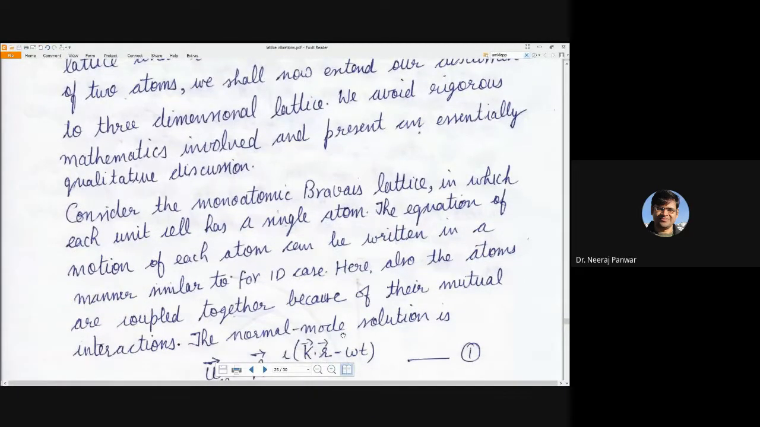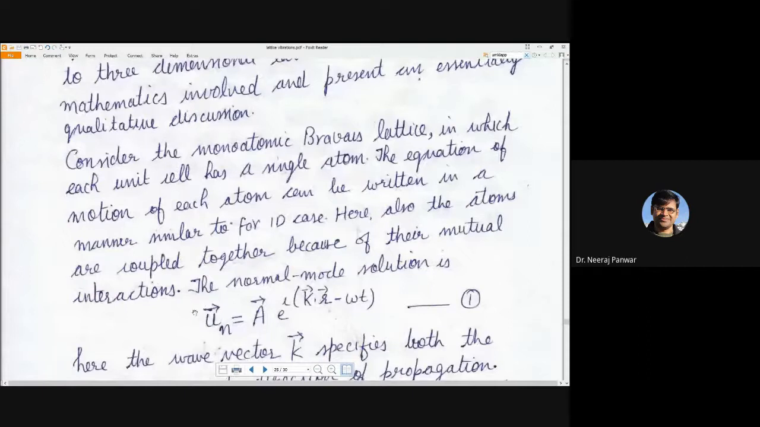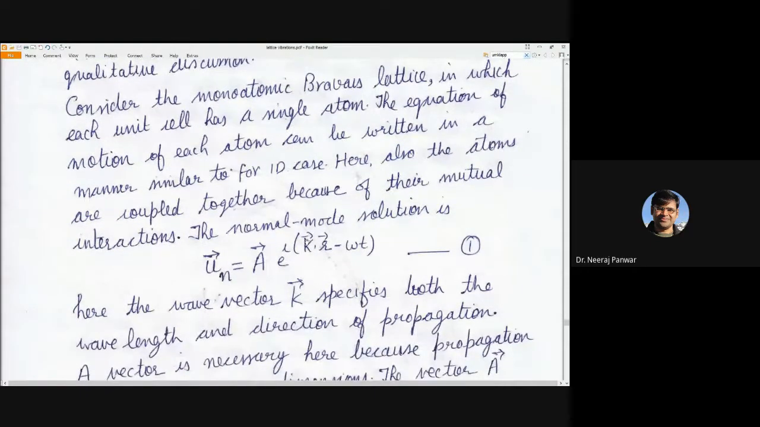The normal mode solution is, for any particular atom, the amplitude of vibration, like we were representing by xn or yn. Here in three dimensions we are representing the vibrational amplitude, meaning the displacement from its equilibrium position. It is given by vector un equal to vector A times e to the power i(k vector dot r vector minus omega t). Here we have vector notations.